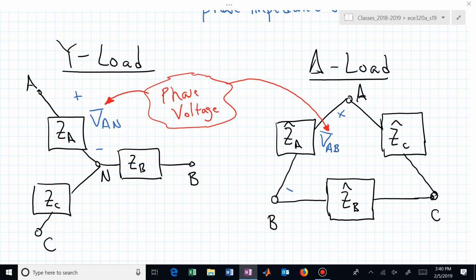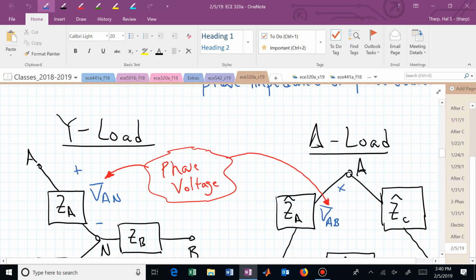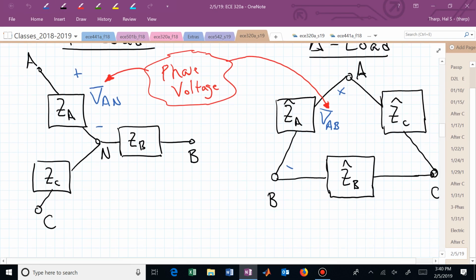If I wanted the B phase voltage, instead of just saying it, let me try to write it. It would be this voltage. It would be that voltage. That would be the B phase voltage in the delta connected load. Yes?